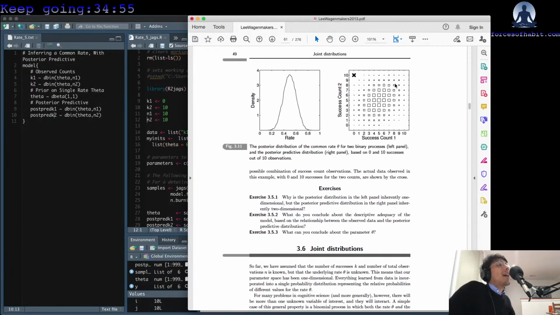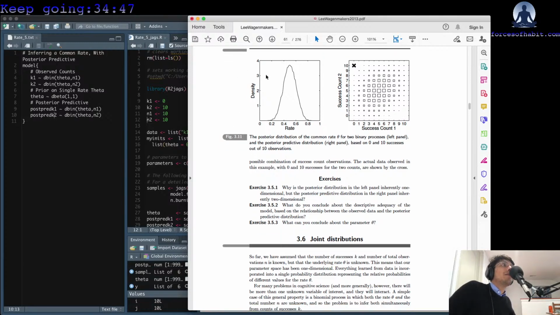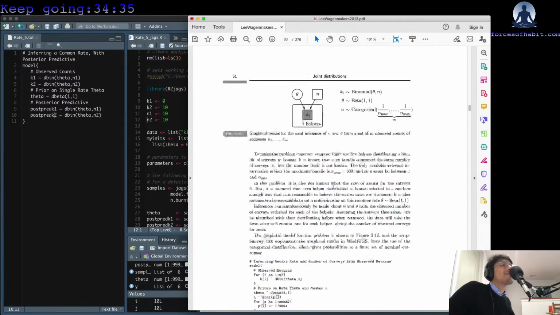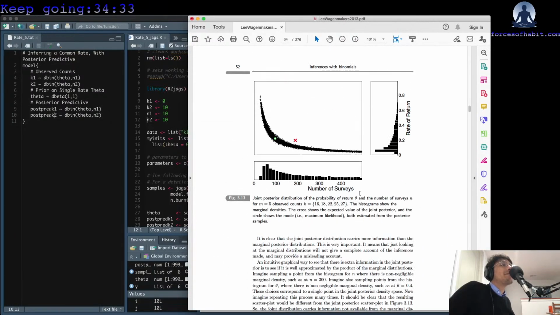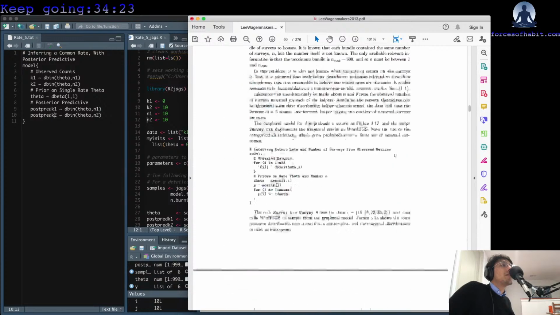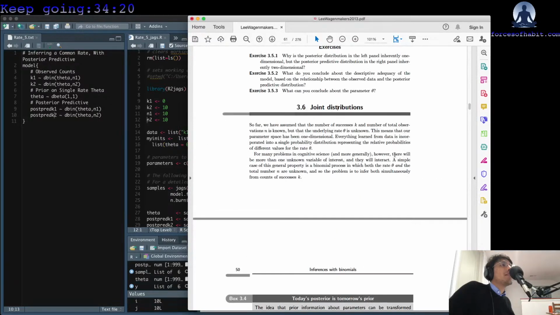Now that we looked at predictive checks across multiple data sets, let's look at posterior distributions jointly. So rather than just looking at one density, we're looking at multiple together. So we're going to be looking at the posterior distribution, but for two. Well, let's read on.